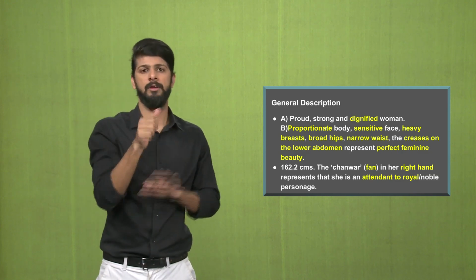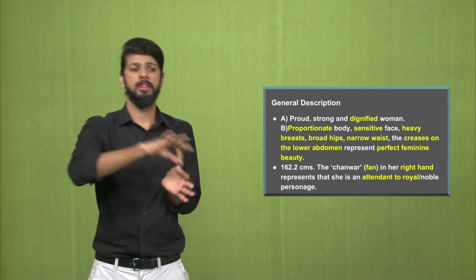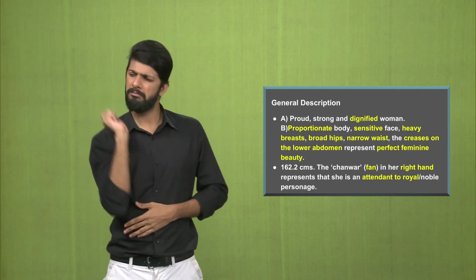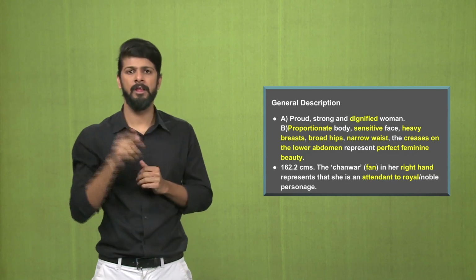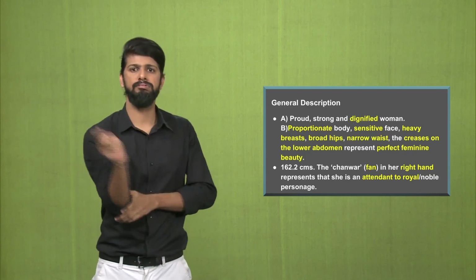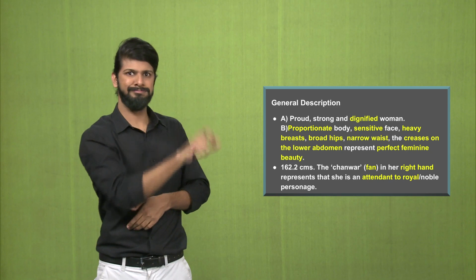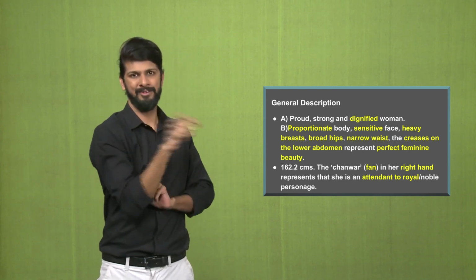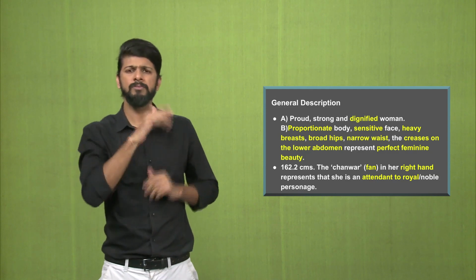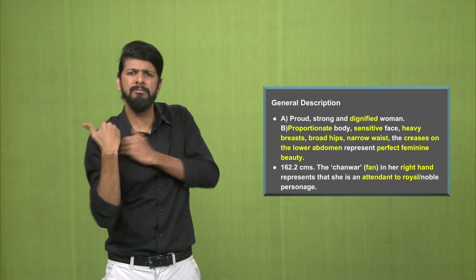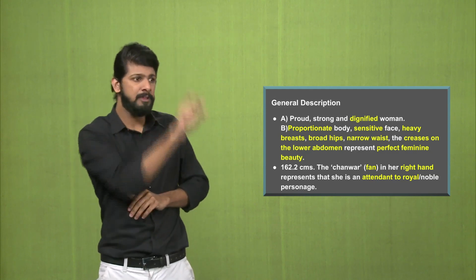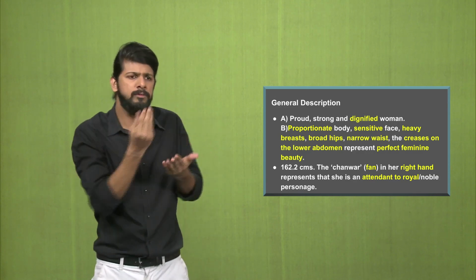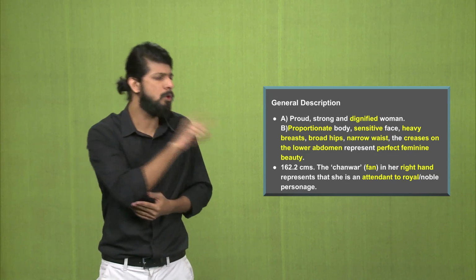The size is 162.2 centimeters, and the Yakshi is holding a fan in her hand, a chanvar, which possibly could indicate that she was an attendant, someone who takes care of the needs of a royal person. Whatever is requested, whatever is needed, the attendant is responsible and obliged. So, the Chanvar Dharini probably was an attendant.